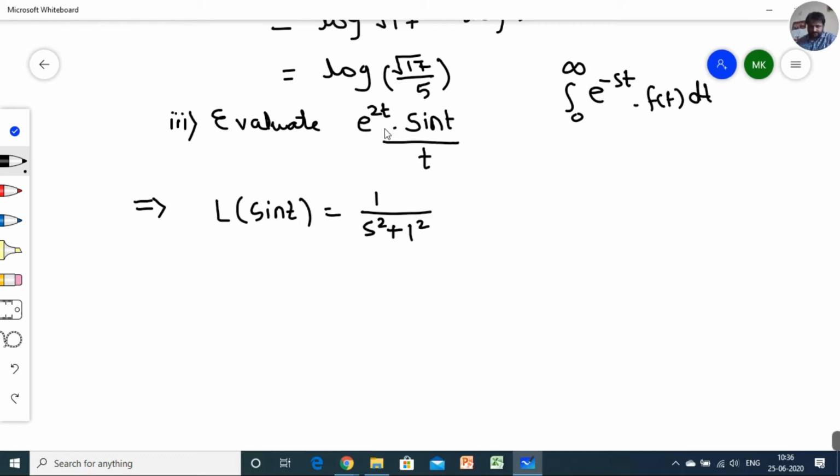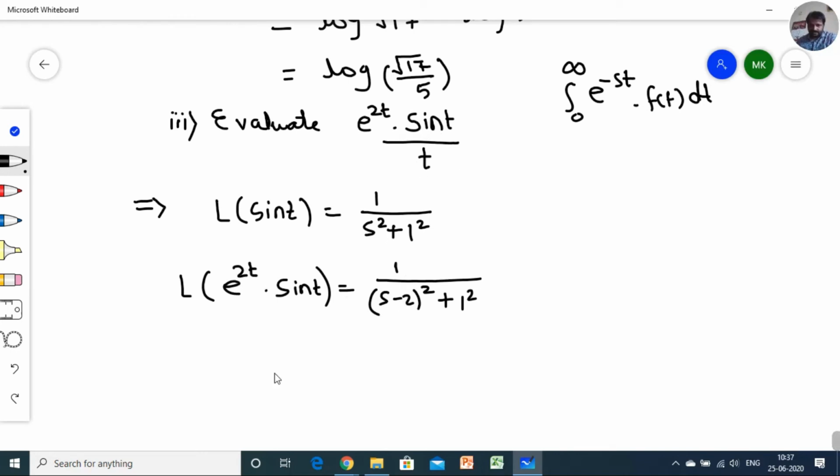Now e raised to 2t we have to apply. So Laplace of e raised to 2t into sine of t will become 1 upon (s minus 2) the whole square plus 1 square. So why s minus 2? Because of this e raised to 2t, the positive sign is given, so you have to apply it with negative.